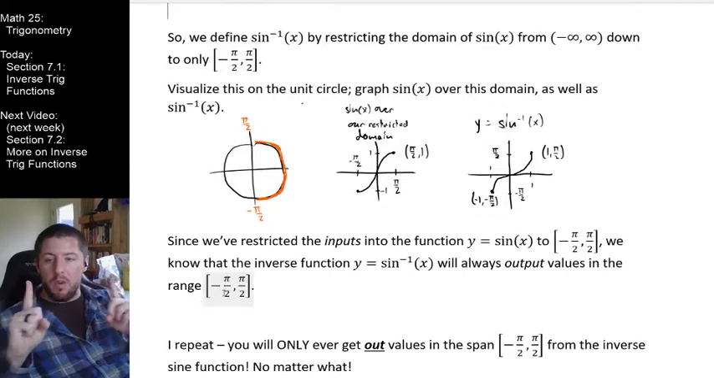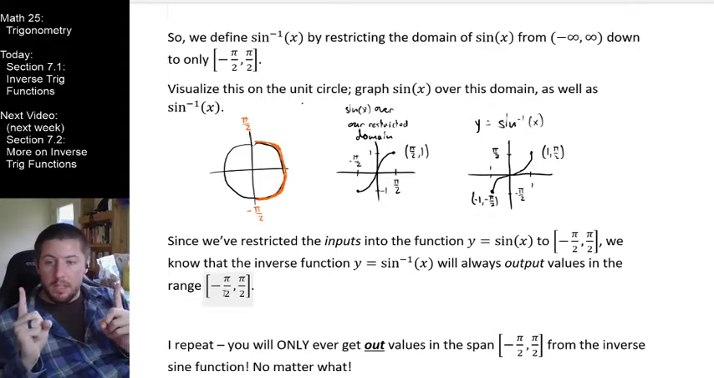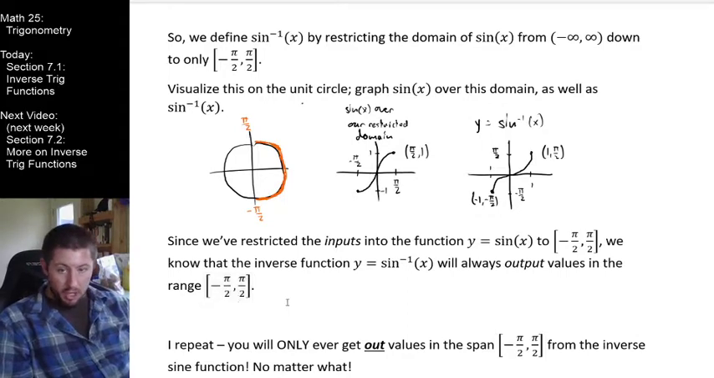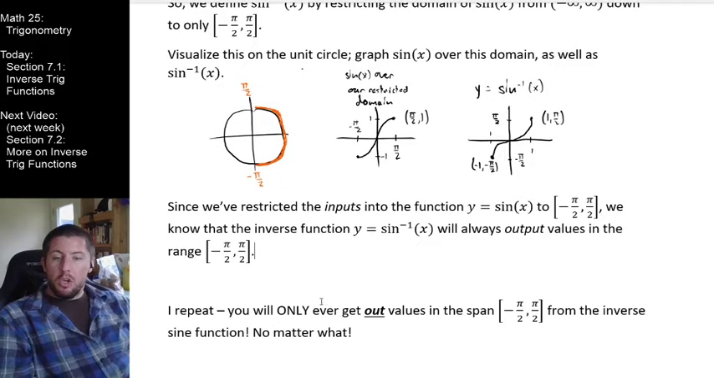Remember that domain and range, x values and y values, are going to swap roles when we go from the original function to the inverse. So that's giving me good information. At the bottom of my screen, this is me yelling at you down here. You will only ever get out values in the span negative pi halves to pi halves when you take the inverse sine of anything. You will never, from an inverse sine function, get any value outside of this interval. This orange span is where sine inverse lives and nowhere else.